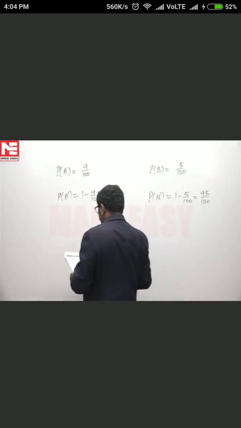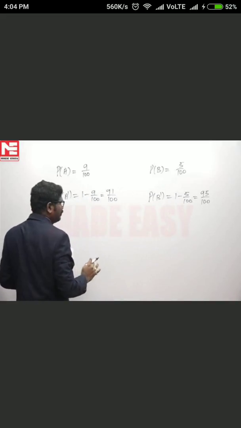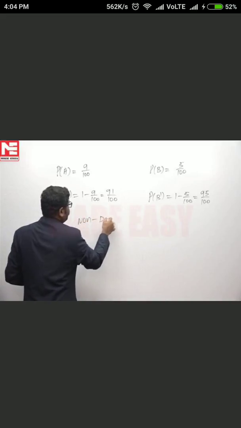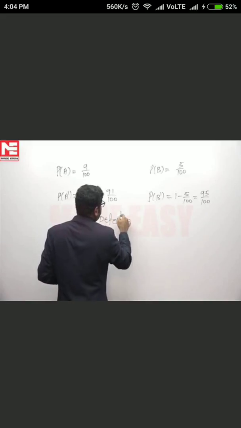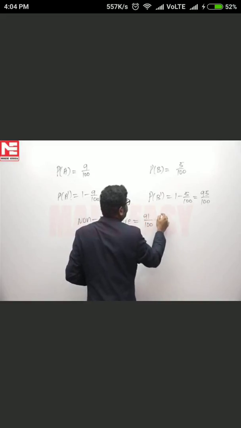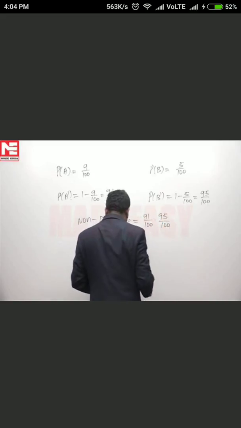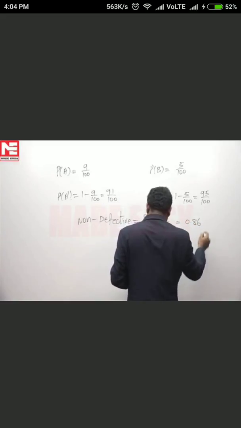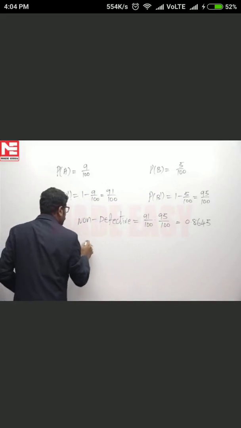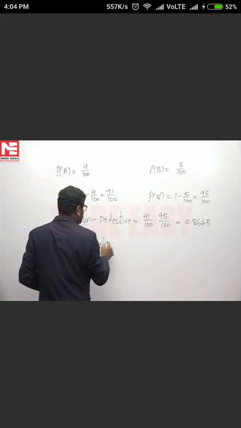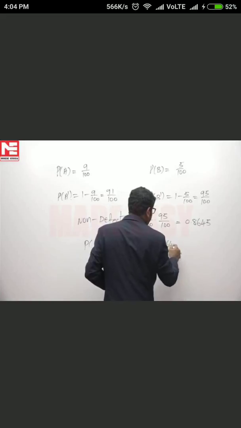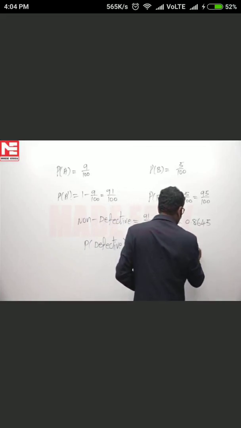Now, what is the probability that the assembled article will be defective? So first you calculate the assembled article being non-defective. Non-defective is A dash into B dash. So 91 by 100 into 95 by 100. If you simplify this, you will get 0.8645. This is for non-defective. Therefore, the probability that the product is defective is 1 minus 0.8645, it is nothing but 0.1355.